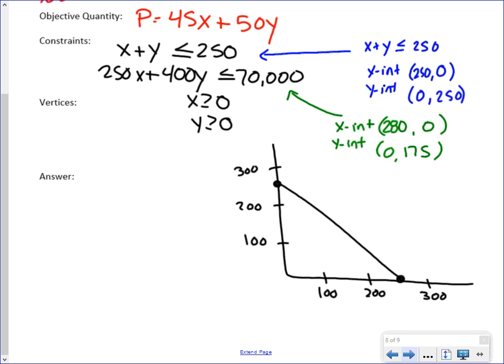I used to teach that in Algebra 2, and I would call it the cover-up method. Just cover up the x's and solve for y. Cover up the x's, or the y's, and solve for x, and you have the intercept. And do the other. Okay. So I'm going to plot those. 280 is my x-intercept. And 175 is my y-intercept.